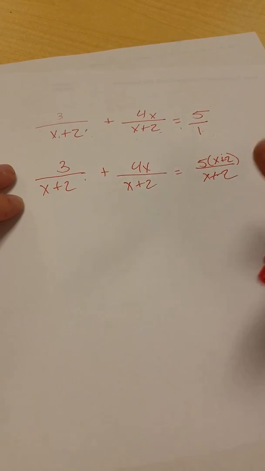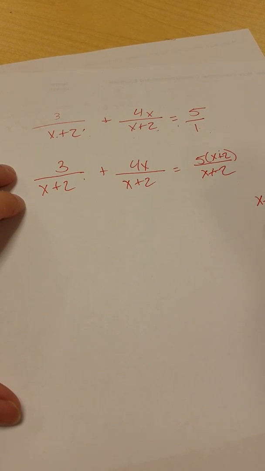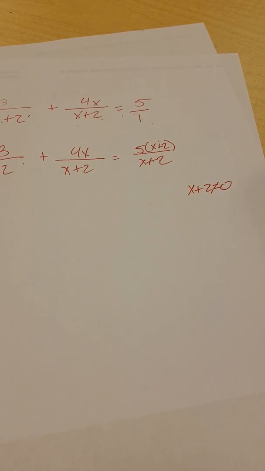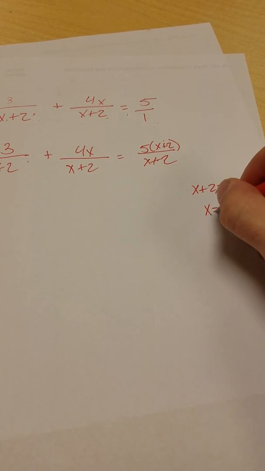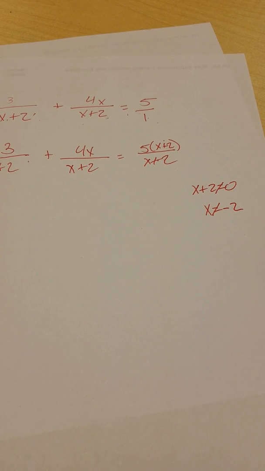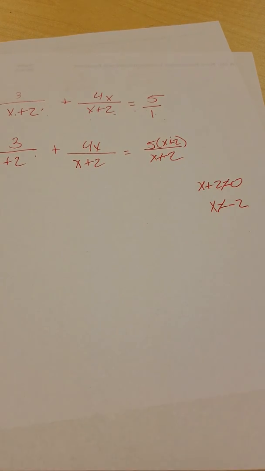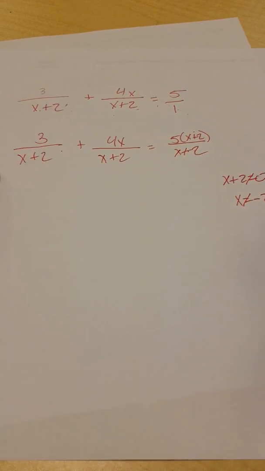Now that we have that, we know that x plus 2 cannot equal 0, because the denominator can't equal 0. So x cannot equal negative 2. So any solution works as long as x does not equal negative 2.